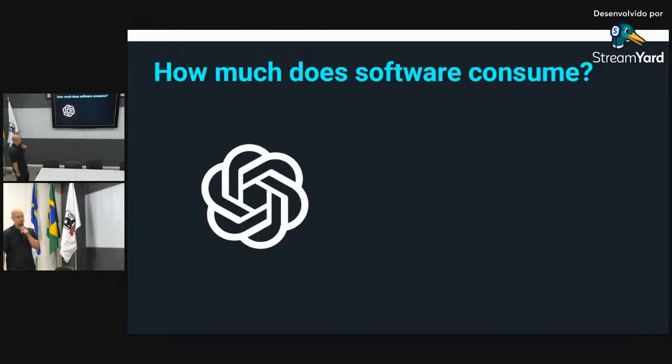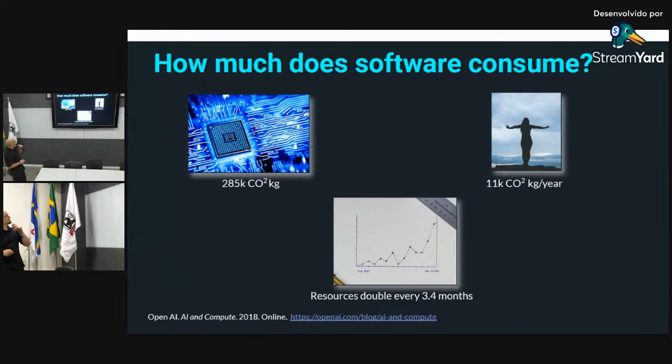So this was an old-fashioned AI machine translator. Now we have ChatGPT. How much do you think ChatGPT consumes to be trained? Make some calculation. That was 285K, resources double.